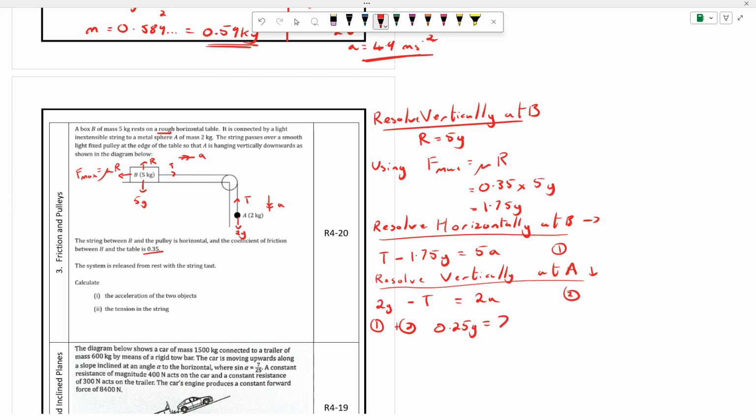Then I'm going to have 7A, and I can solve that for A. Okay, so I've got 0.25 times 9.8, and then I'm going to divide by 7, gives me 0.35 meters per second squared. So that's the first answer that I wanted.